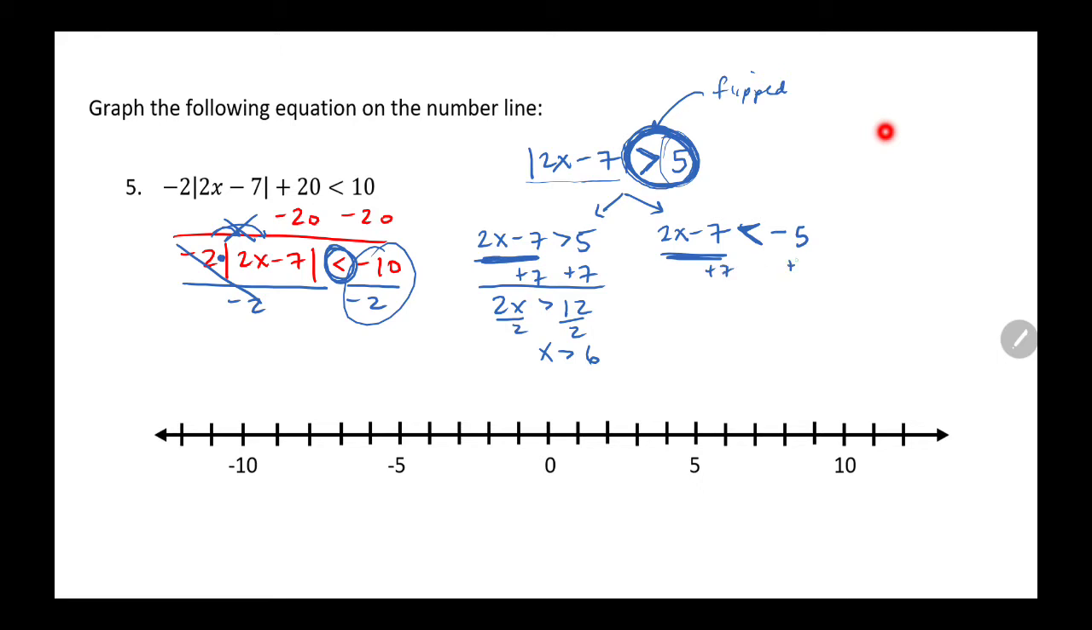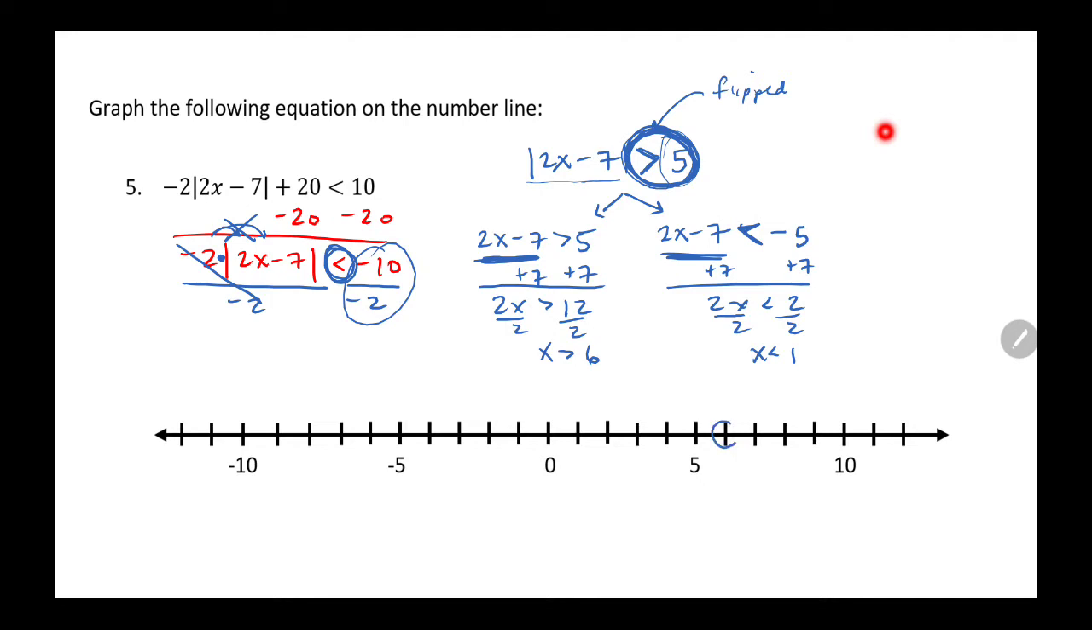Here, I'll do the same thing. I'll add 7. 2x is less than 2. I'll divide both sides by 2. I get x is less than 1. Let me see. I think I made a mistake here. No, looks good. Okay, so x is greater than 6.